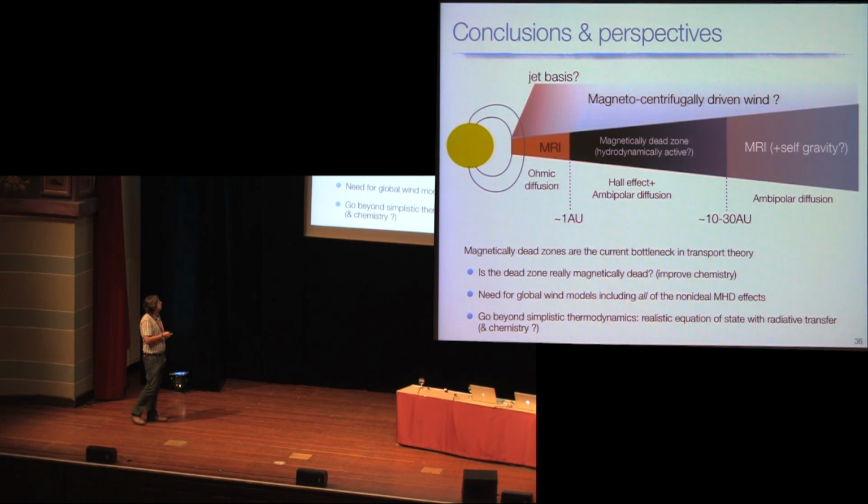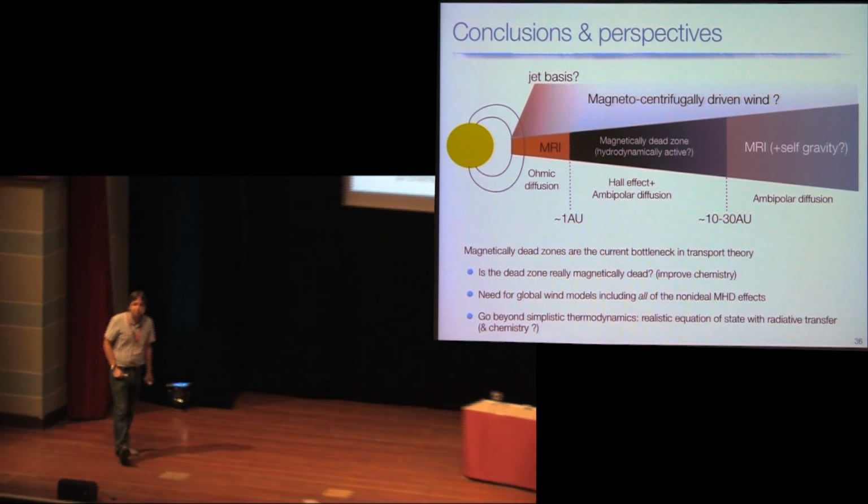So 3 questions. Is the dead zone really magnetically dead? And the only way to answer that question is to improve the chemistry we have in here. The second question is, are these global winds really real? So we have to compute this global wind model, including all the non-ideal effects, Hall, ambipolar, and ohmic. And finally, we have to go beyond simplistic thermodynamics if we want to know whether or not these hydro processes are actually active in disks. And I thank you for your attention.